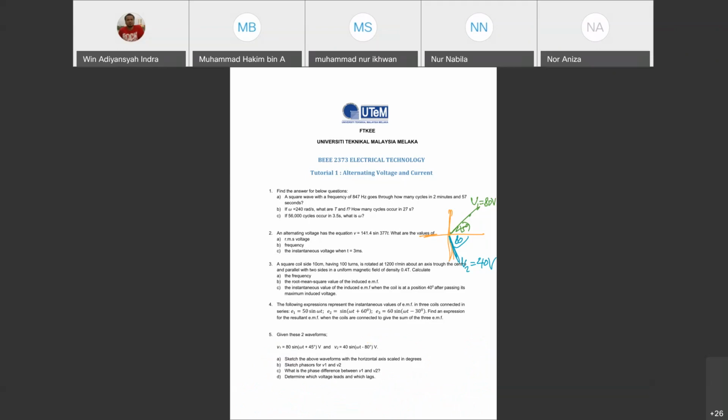Now, if you look at this one, this one, this one, we have to find both the horizontal and vertical components of both voltages, either V1 or V2. Then we sum all together. So what is the total horizontal component? What is the total vertical component?